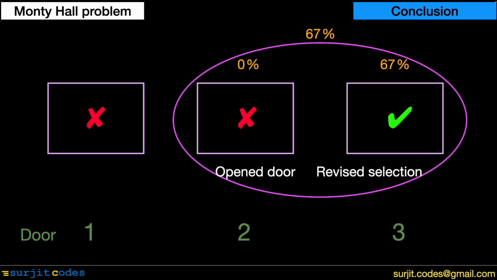Even if the number of doors is more than 3, when the status of some of the doors of the unselected group becomes known, their probabilities redistribute amongst the remaining doors of the group and no portion of their probability is transferred to the originally selected door.